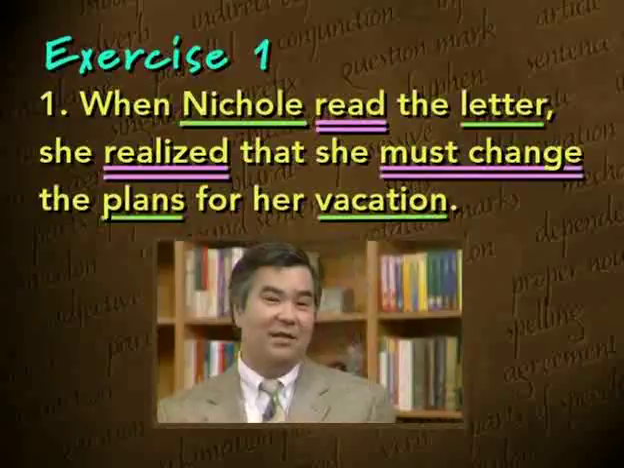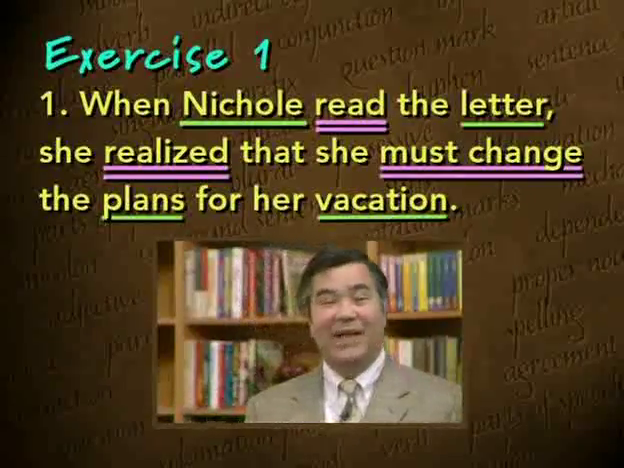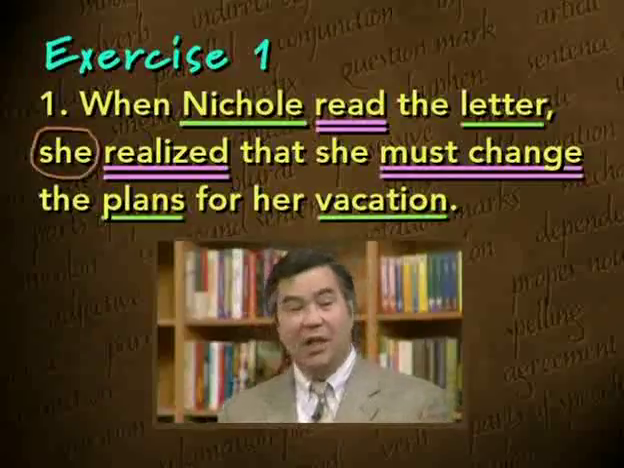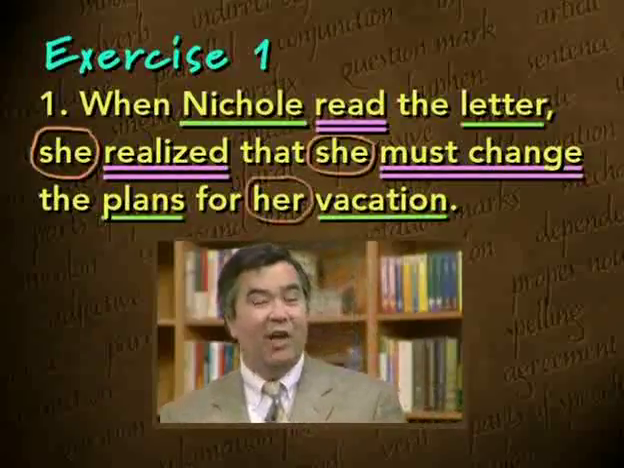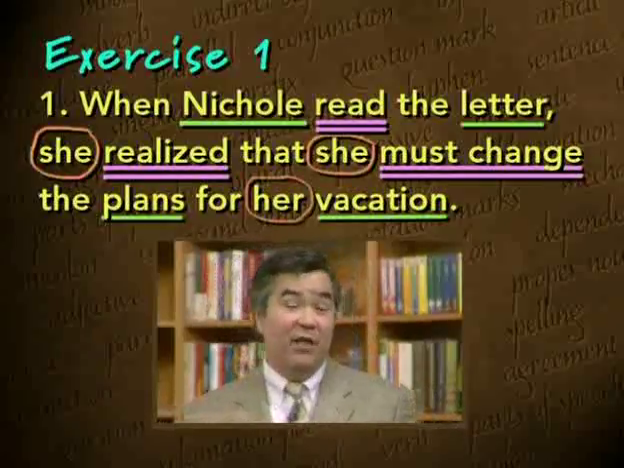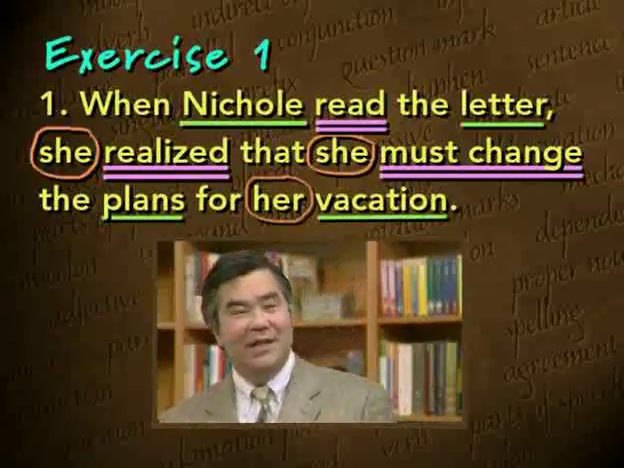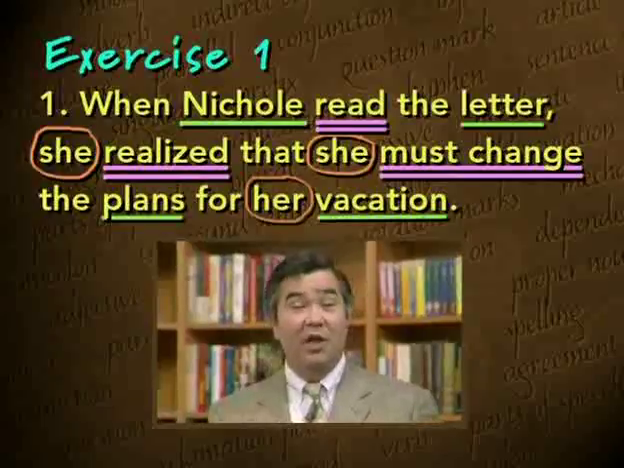Finally, pronouns. How many pronouns did you recognize in this sentence? There are 3 pronouns: she, and her. All 3 of these pronouns have the same antecedent. They all refer back to the same noun, namely Nicole.